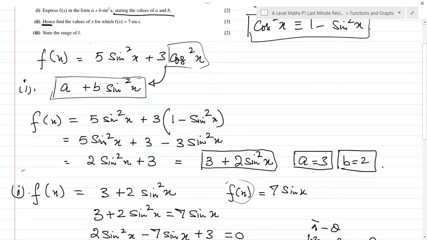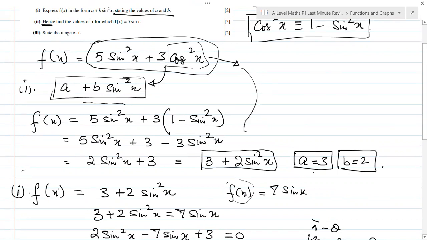So we proved that this original function can be written as this, like what we did in part 1, and we got the answer as this right over here. So I'm going to use this. I'm saying that f(x) is the same thing as 3 plus 2 sine squared x. Now I'm going to find the range from here.